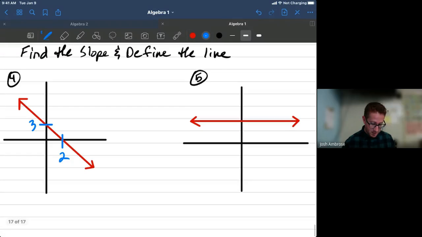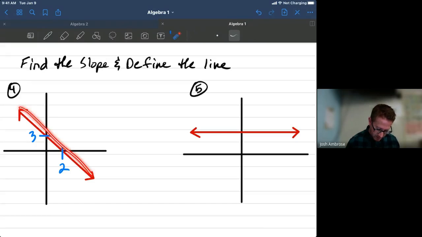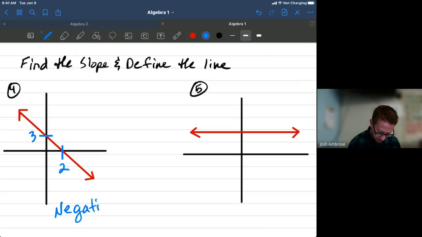Perfect. All right, find the slope, then define the line. When they say define the line, that means is it positive, is it negative, is it 0, is it undefined? So the first thing that we can do here is you're going to see the line is going down. So that means right off the bat we know this is negative. Now, what is the slope?